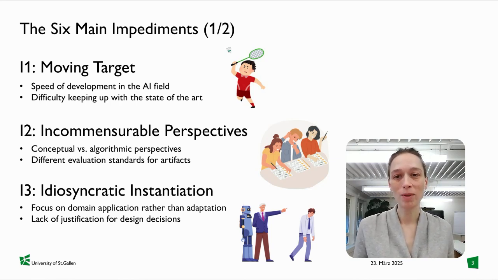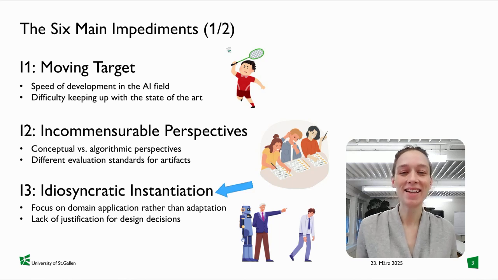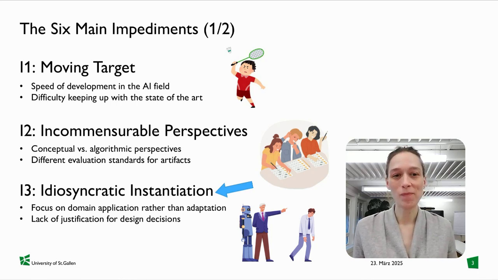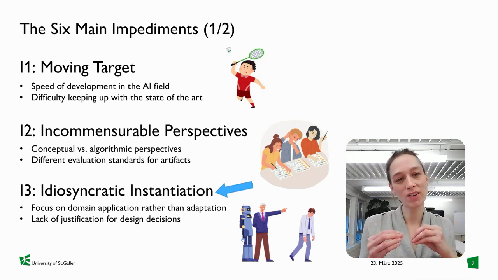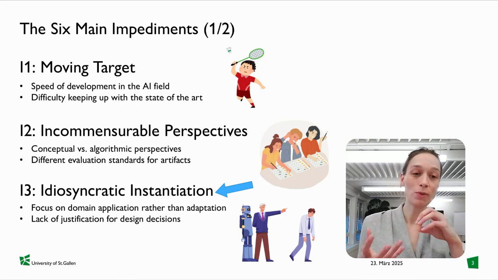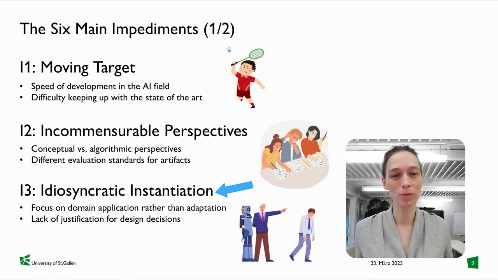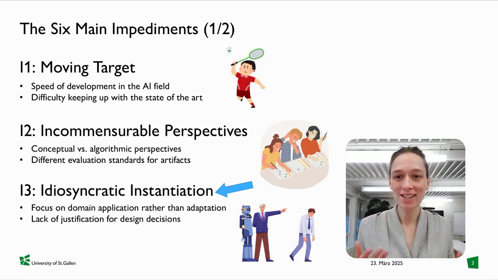Then the third problem, idiosyncratic instantiation. It's quite a complicated word, but instantiation means using a particular technology or method in a particular domain. You can use the same technology in different domains. For example, medicine and finance are two different domains.